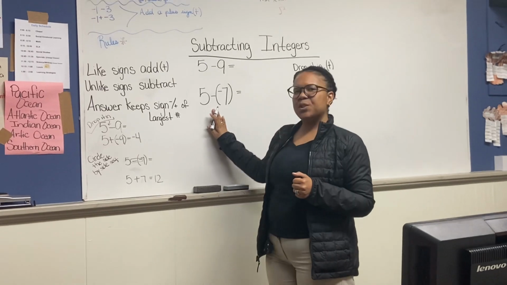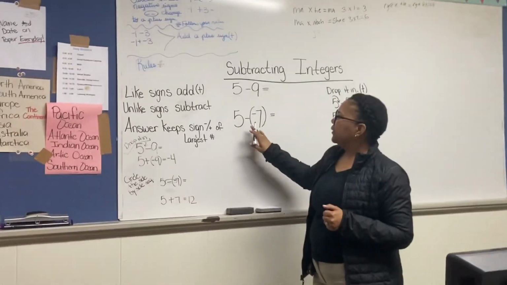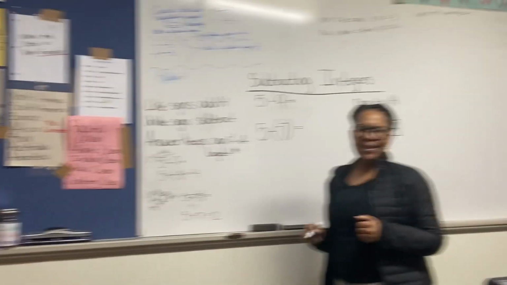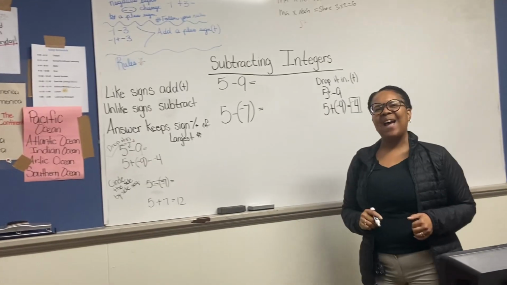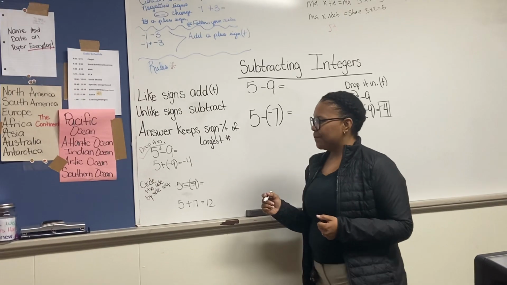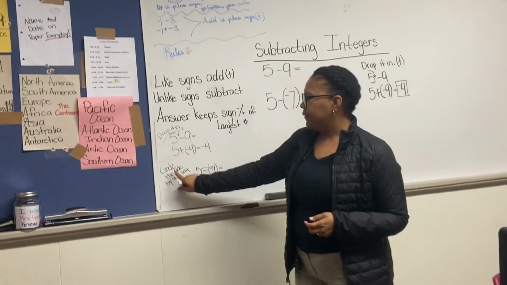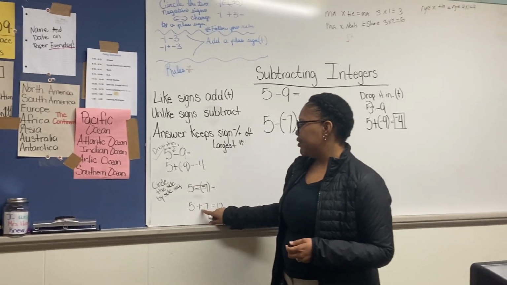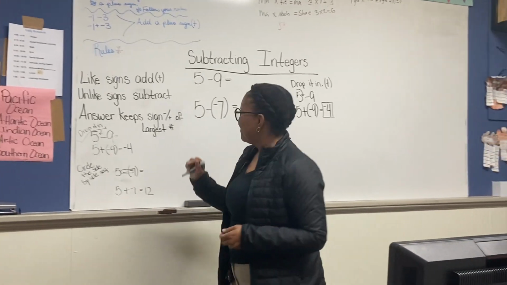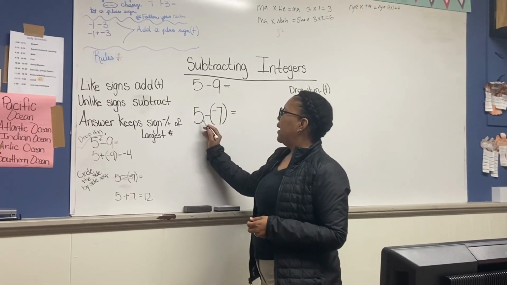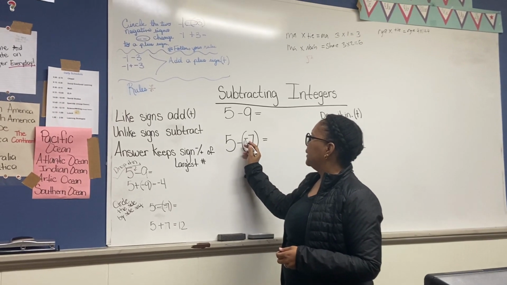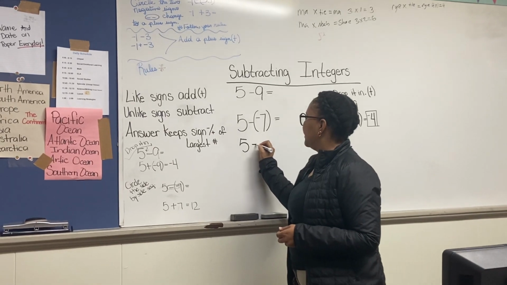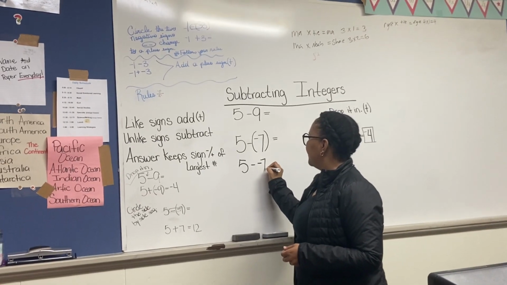So let's solve this problem. This one looks a little different from this one. It has 2 negative signs side by side. So how do we solve it? If you have 2 negative signs side by side, just circle them and change it to a plus sign. So let's look at this problem. 5 minus negative 7.